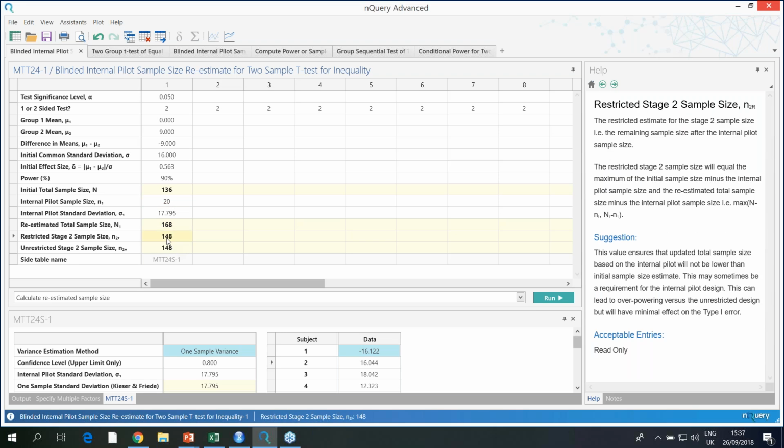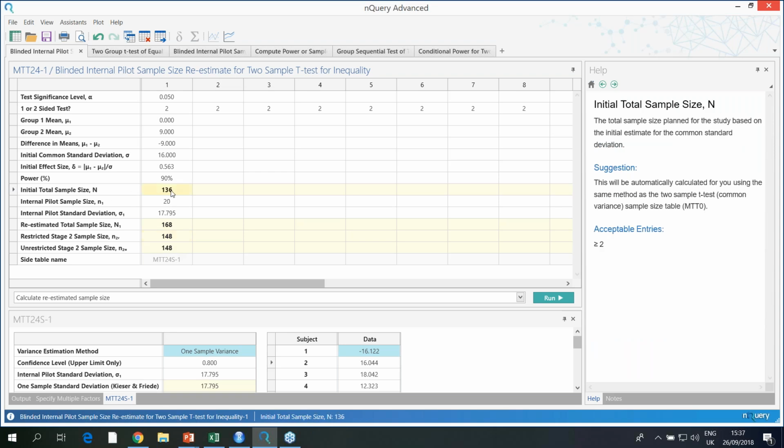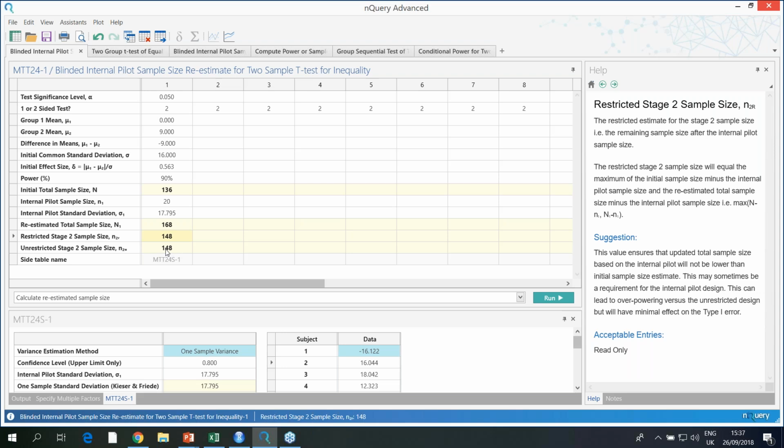You can have the restricted version, which means that the minimum sample size you're willing to allow is equal to this initial value, n here, of 136. So even if the variance decreased, for example, you still want the initial total sample size to be your sample size in the study. That's what the restricted would be, whereas for the unrestricted, the minimum value would be equal to the pilot study.